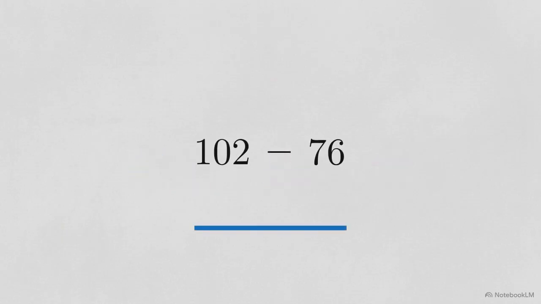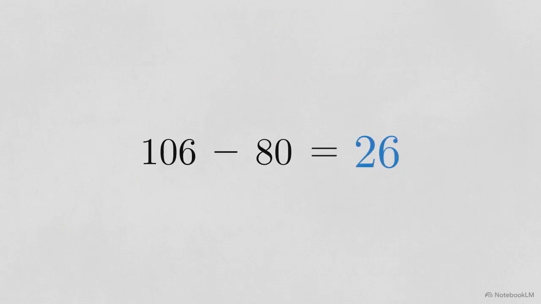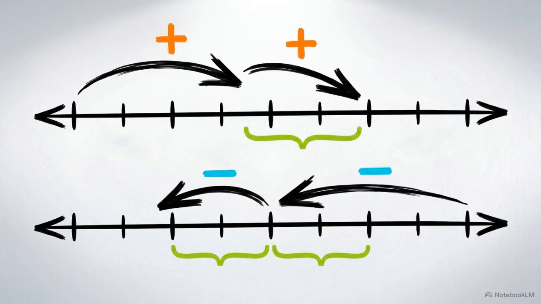Now you try. Look at 102 minus 76. Find a way to make 76 friendly, then apply that same shift to 102. Adding 4 to 76 reaches 80. Adding 4 to 102 reaches 106. 106 minus 80 resolves to 26. Having the flexibility to shift either forward or backward gives you control over the complexity of the calculation.